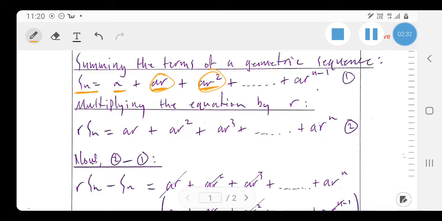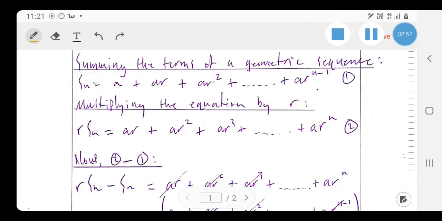AR squared, AR cubed, all the way up to AR to the n minus 1. That is the formula for the nth term, so that's obviously going to be the final term. And because this is a sum, instead of commas, we've got plus signs, okay? All right, step number 2.